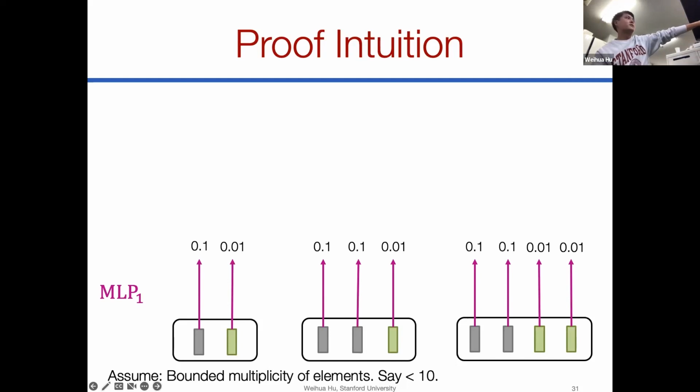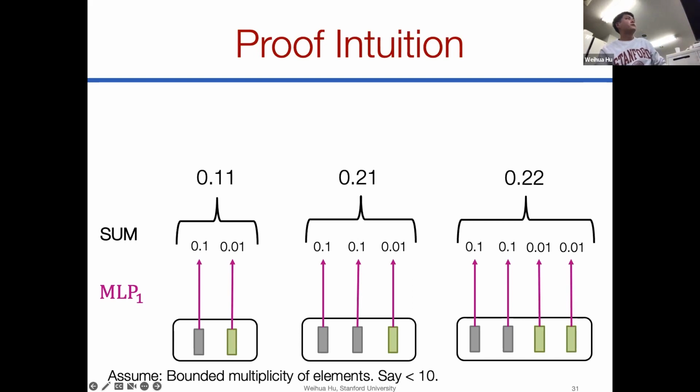And we construct the first MLP such that we map each color into this kind of digit in this way. So we map the gray color into 0.1 and the green color to 0.01. If we have another color, we can map it to 0.001 and so on and so forth. Then if we sum these embeddings, we're going to obtain this one for the four different multi-sets. And what we see is that we can read off the count of the input color by looking at the digit. So the first digit corresponds to the number of gray colors in the input, and the second digit corresponds to the number of green colors in it.